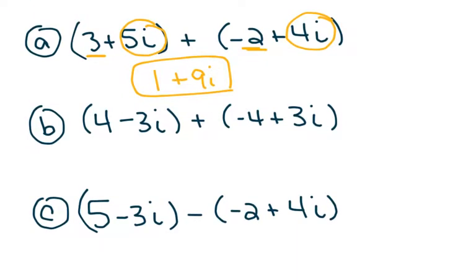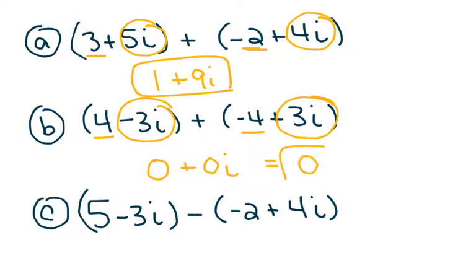B, real part, 4 plus negative 4 is 0. Imaginary part, negative 3i plus 3i is 0. Wait a second. What happens if you have 0 plus 0i? Well, guess what? It's just 0. These were additive inverses. Additive inverses are numbers that, when you add them together, result in 0.